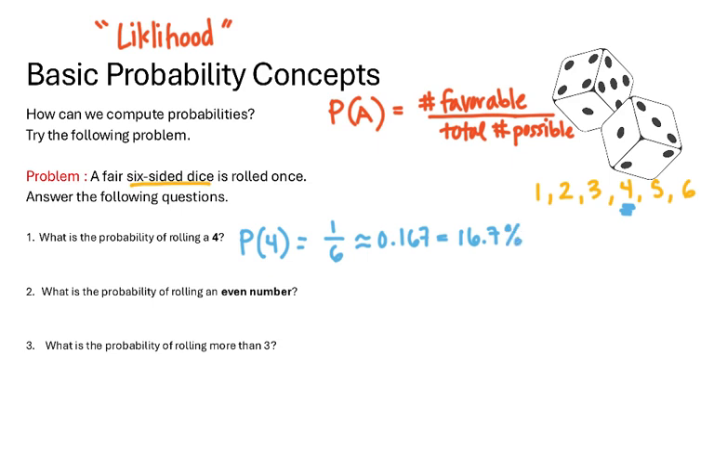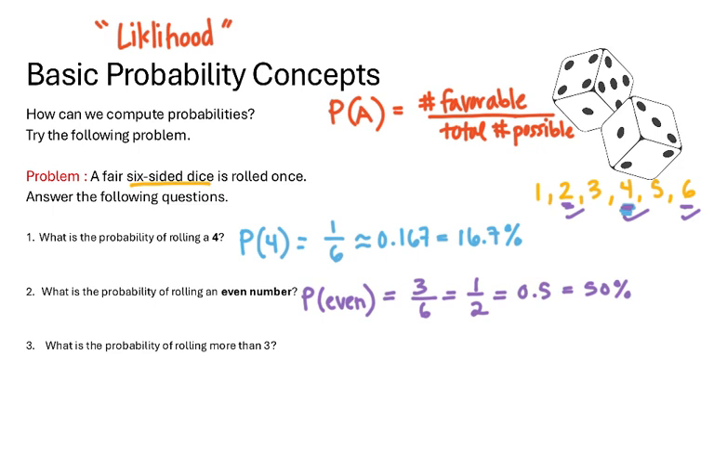All right, the next question: what's the probability of rolling an even number? Well, let's think about that for a minute. How many even numbers are there? There's 2, 4, or 6. So again, the number of favorable outcomes, there's this one, and this one. There's 3 favorable outcomes out of a total of 6 possible outcomes. If we simplify, the probability of rolling an even number is 1/2, which we could write as 0.5, or as 50%.